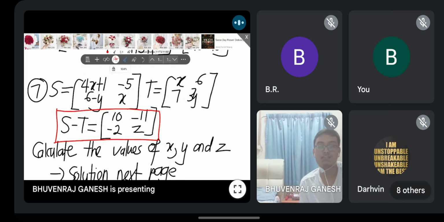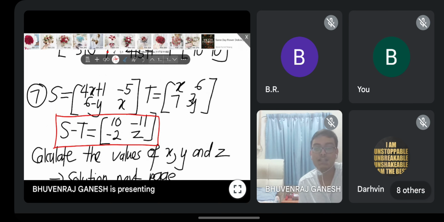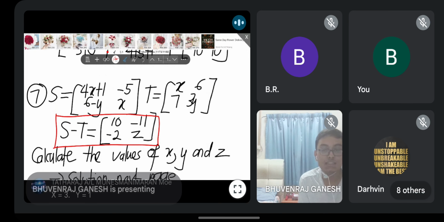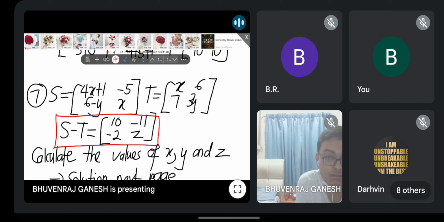So guys, x value, anyone got it? Okay, x is 3, correct. And then how about y? y is 1. Let me see. Negative 1 minus y is negative 2. Yes, okay, y is 1. How about z? Last one.